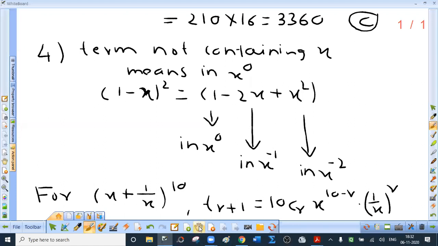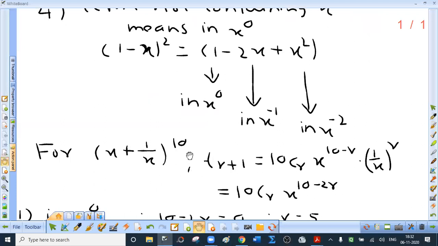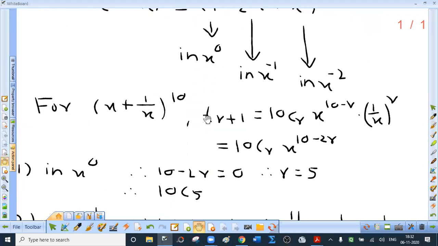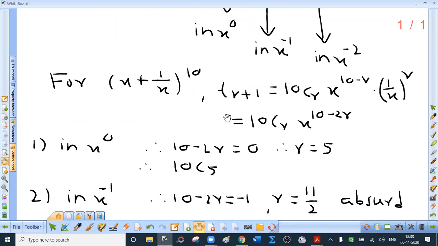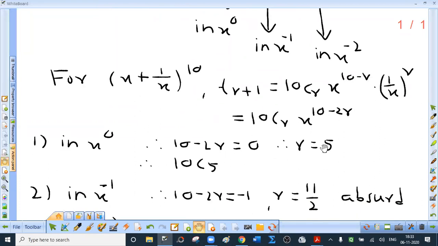Okay. So let us find the general term in the expansion of x plus 1 upon x raised to 10. It is T r plus 1 equal to 10Cr, x raised to 10 minus r, 1 upon x raised to r. 1 upon x raised to r is x raised to minus r. That is why I have directly written 10 minus 2r as the index. Now, for x raised to 0, equate 10 minus 2r with 0. So r equal to 5. So that term is 10C5.